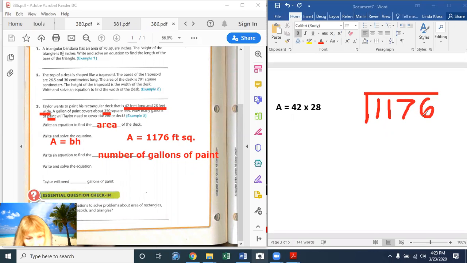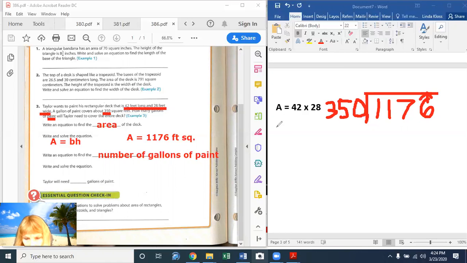1,176 divided by 350 square feet per gallon. Okay, it's a division problem. And I'm going to say how many 350s will go into 1? None. How many 350s go into 11? None. How many 350s go into 117? None. How many 350s go into 1,176? So we know we're going to be starting our answer right there.